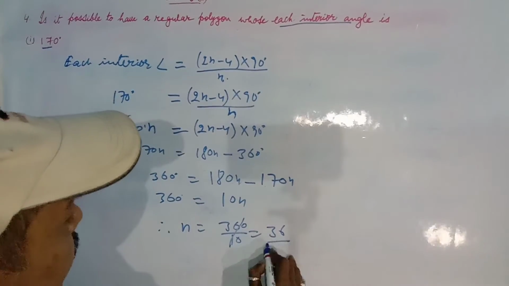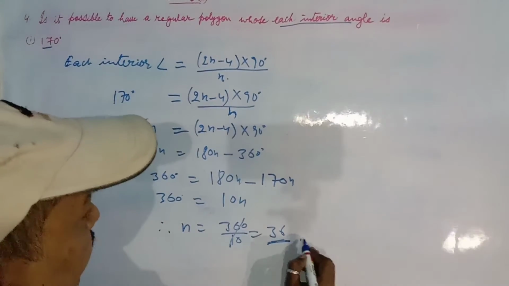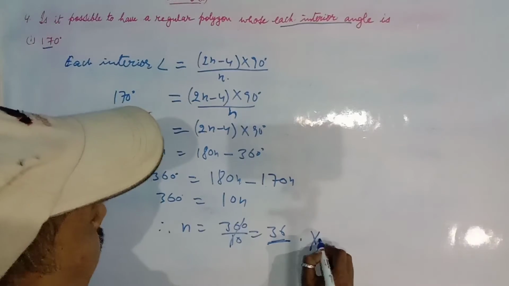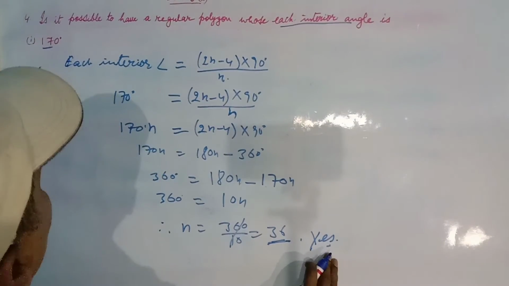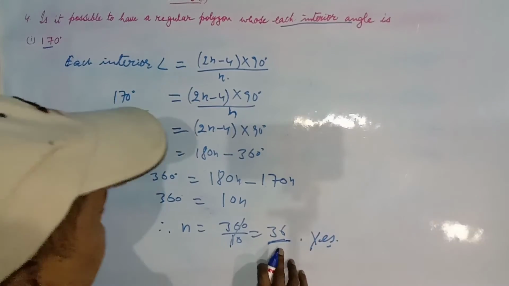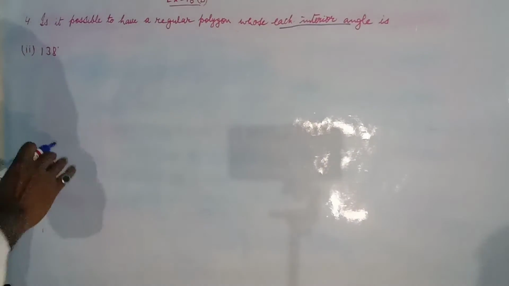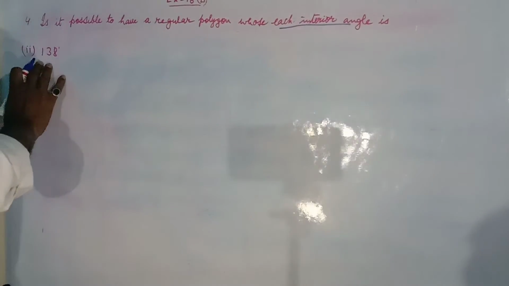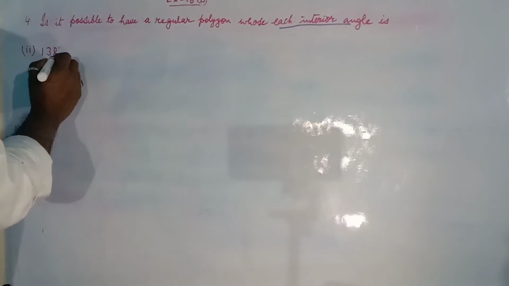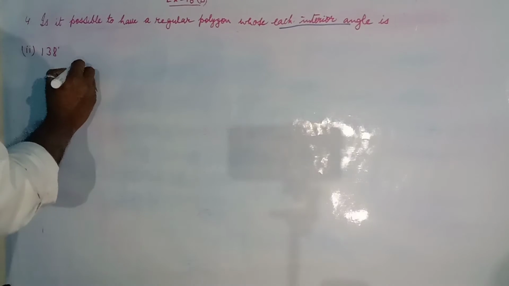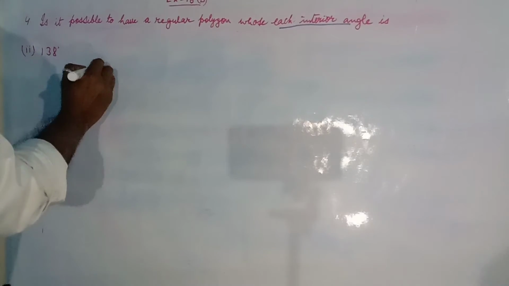Here the number of sides equals 36, which is a whole number. The number of sides is a whole number, so yes, it is possible to have a regular polygon with 36 sides. Now once again we have question number 2 of 4. Here it is given each interior angle is 138 degrees. Once again we will find each interior angle.